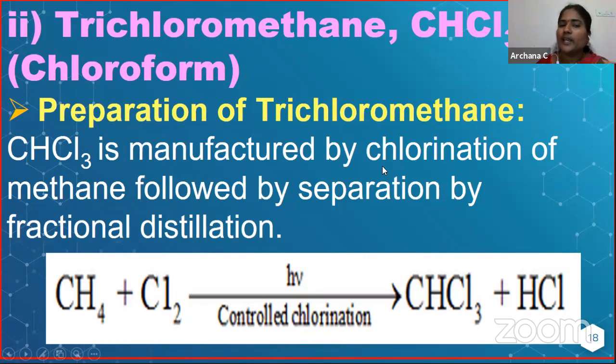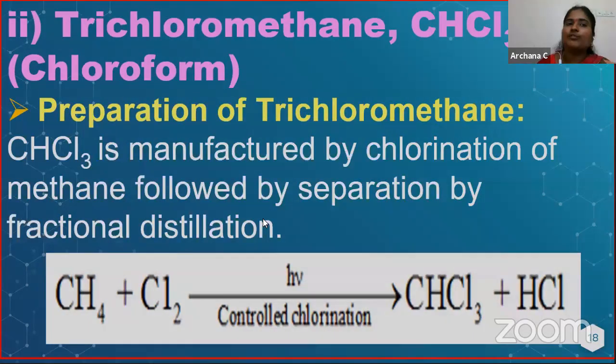Chloroform is prepared by chlorination of methane followed by fractional distillation. Then we get chloroform. Like this, we prepare chloroform in industry. Methane undergoes the chlorination process, followed by fractional distillation. In this way, we can prepare chloroform in industries.